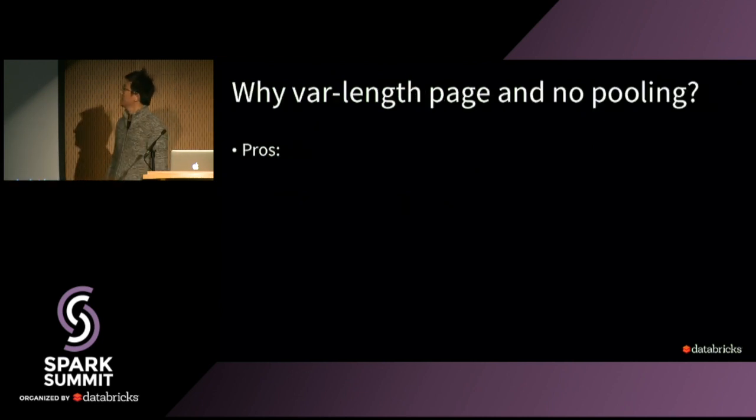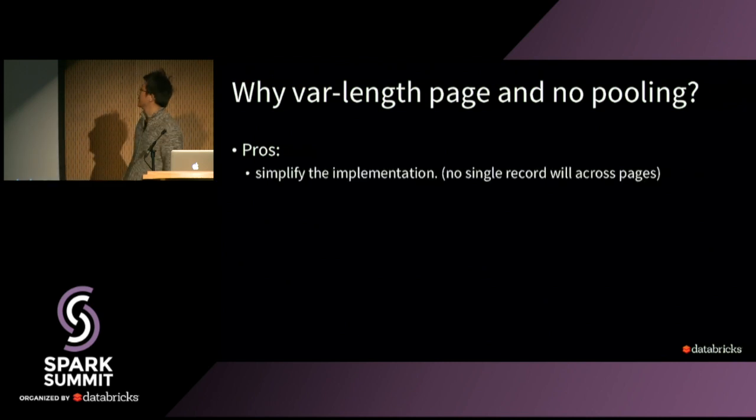Somebody may ask why Spark does this. Why does Spark choose to use a variable-length page with no pooling? It's a trade-off inside Spark. The pro of using variable-length pages and no pooling is, first, that it can simplify our design. Because the page is variable-length, I can always put my record in a single page. So there will be no single record across page boundaries, and it will be easy for us to design the format to put on the page.